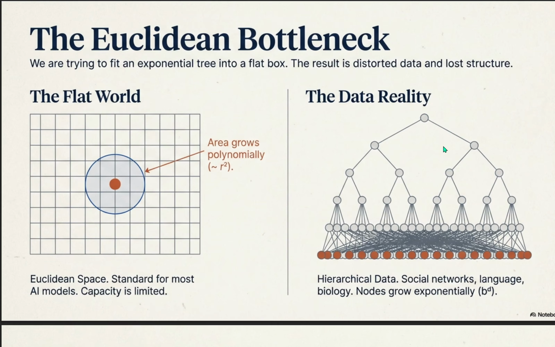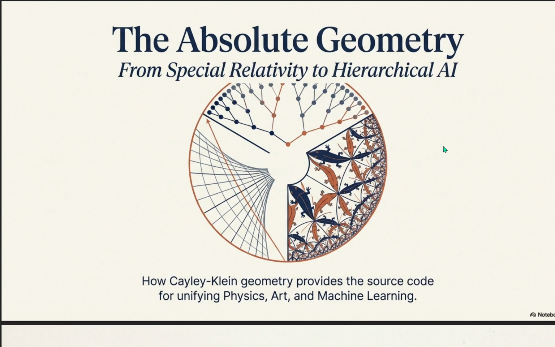You're not describing science fiction. You're actually describing one of the most profound shifts in mathematical history. And that is exactly where we're going today. We are looking at a deep stack of research on something called Cayley-Klein geometry. And I have to admit, when I first saw that title, I thought, okay, 19th century projective geometry, this is going to be a little dry. But then I started reading, and wow, this is basically the source code for everything.